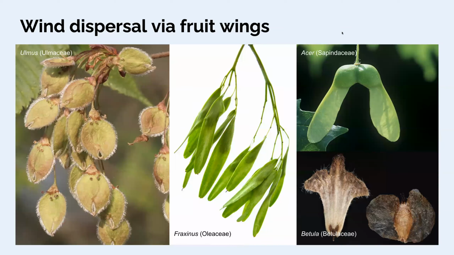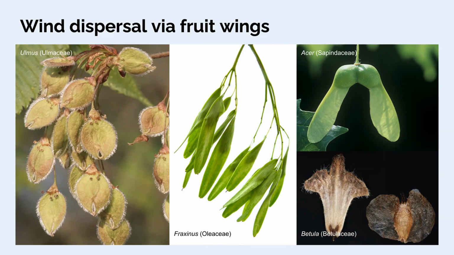Wings, we've seen these before. This has that specialized term of samara. This is a fruit that's dry, indehiscent, and has some kind of wing on it. So it doesn't have to be an extravagant wing, but just helping, say, in a strong breeze to get that seed farther away from the plant that made it.